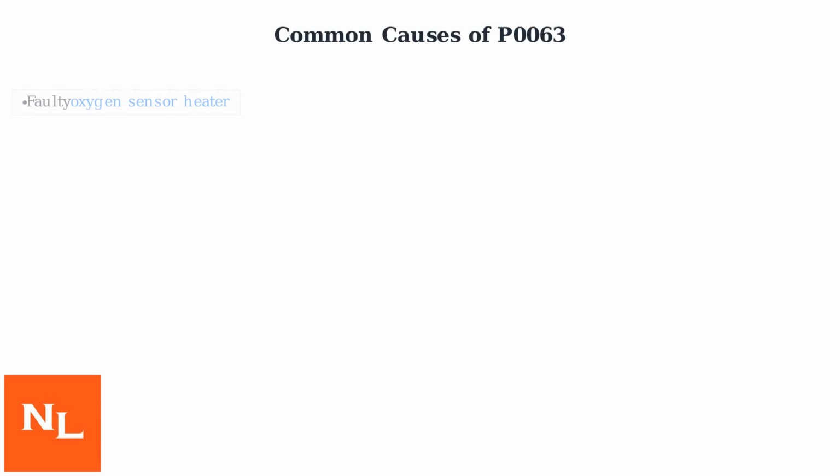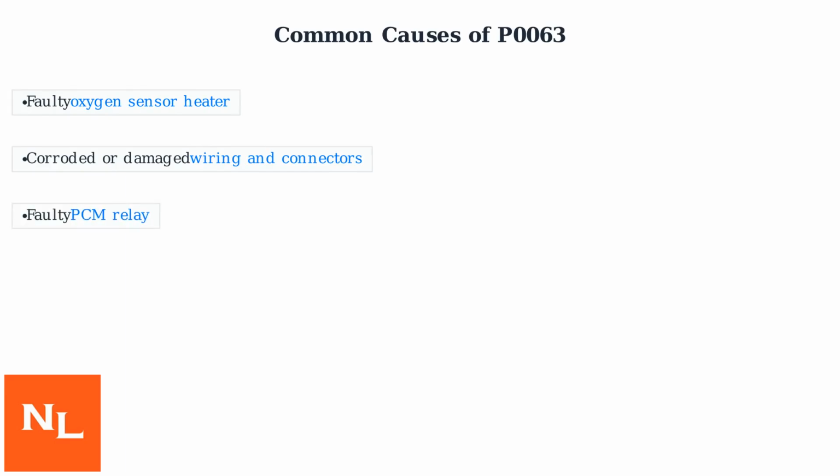The most common causes of a P0063 code include a faulty oxygen sensor heater, which fails to warm the sensor properly, leading to inaccurate readings. Corroded or damaged wiring and connectors can interrupt the heater circuit, causing low voltage signals to the PCM. A faulty PCM relay may fail to provide power to the heater, resulting in the low voltage code. A glitch in the PCM itself can misinterpret signals, though this is less common and often requires reprogramming.